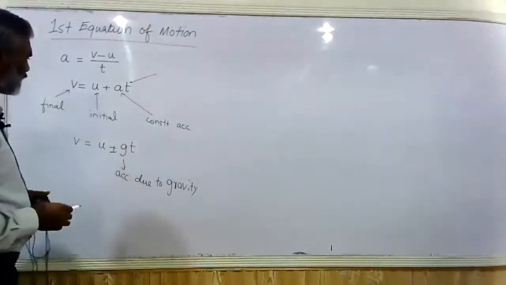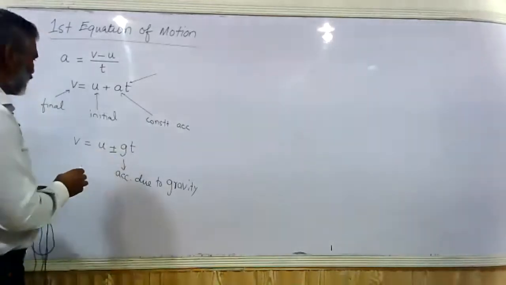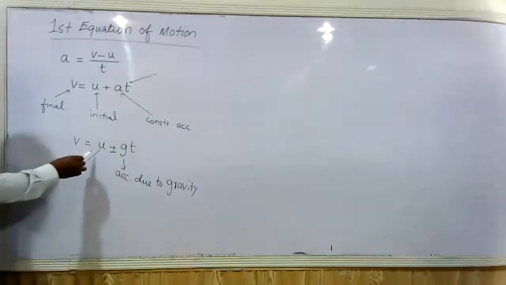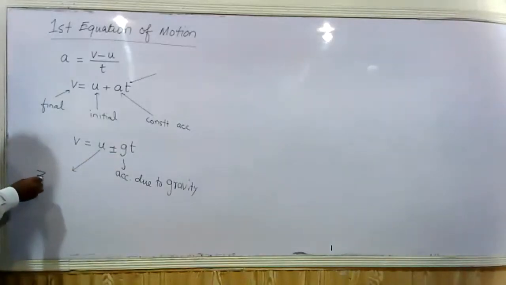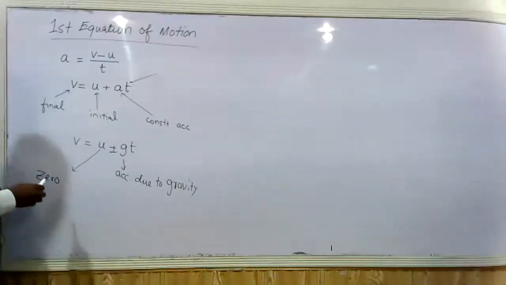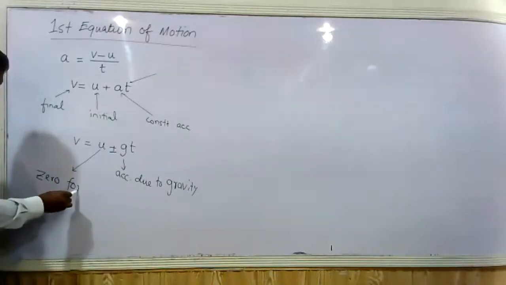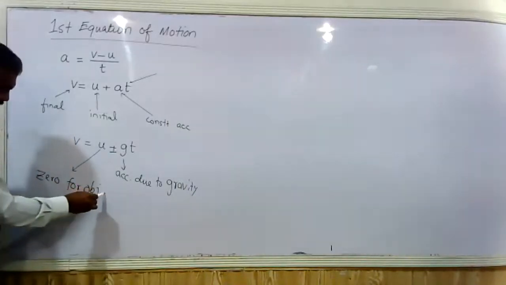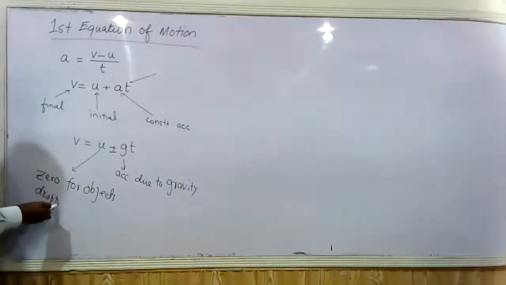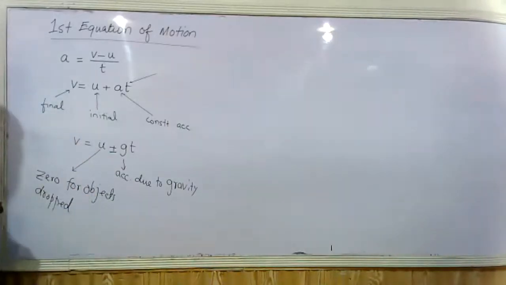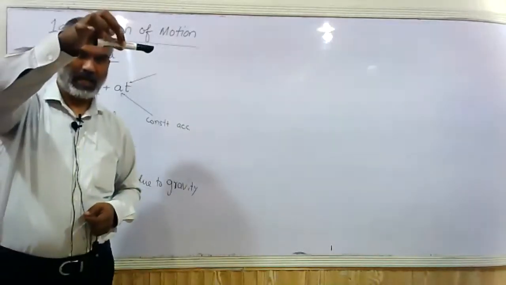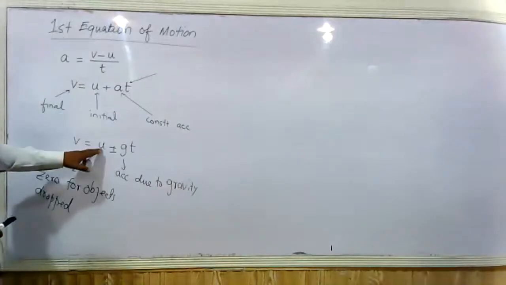A point that should be remembered is, this initial velocity is always 0 when an object is dropped from a certain height. 0 for objects dropped from a certain height. Like if I leave this object, this marker, from this height, the initial velocity will be taken as 0.